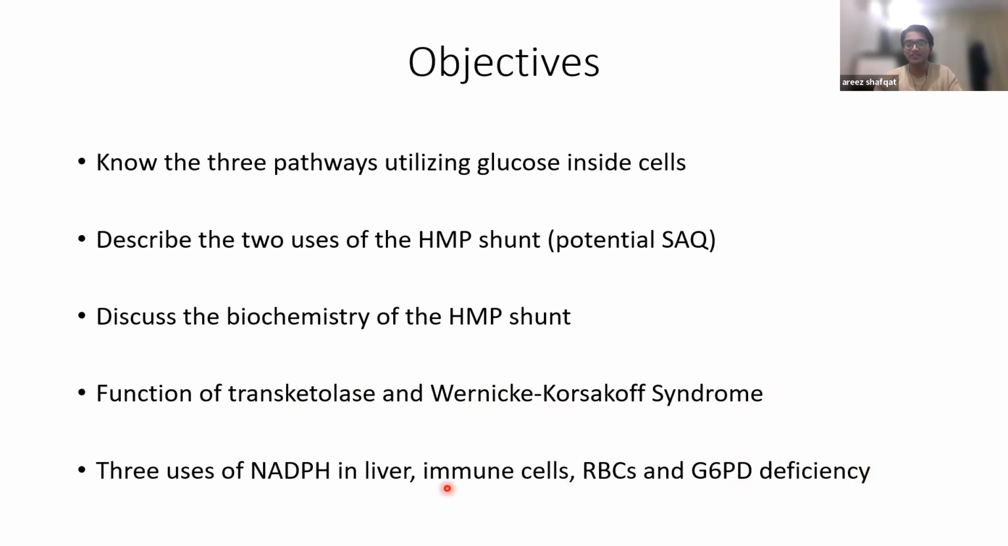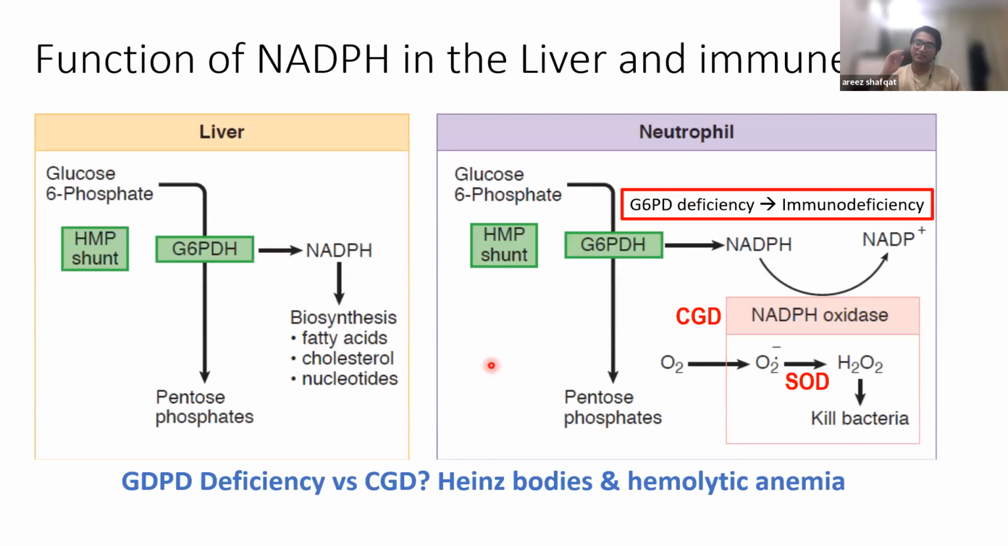Now, this is the last objective. Now, let's look at the function of NADPH. The function of NADPH depends on where you are in the body. In the liver cell, NADPH has a different function. In the immune cells, NADPH has a different function. In the red blood cell, NADPH has a different function. I'll first tell you its function in the liver.